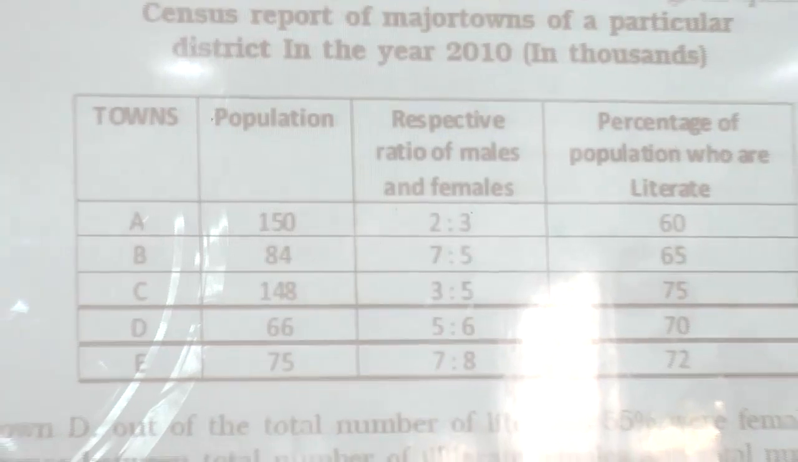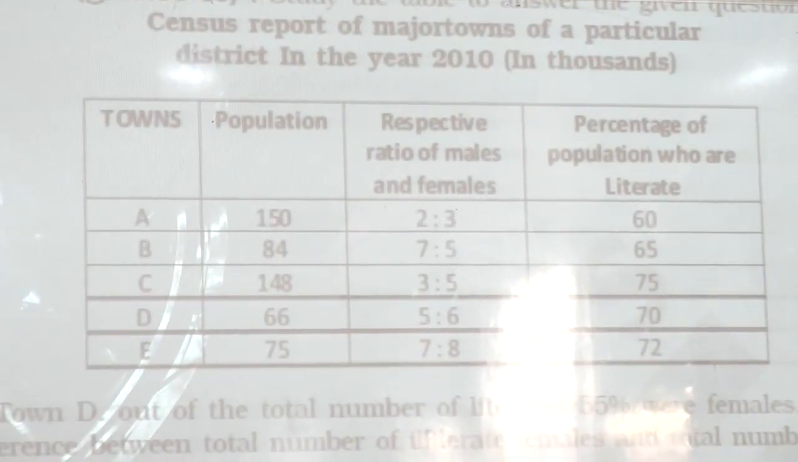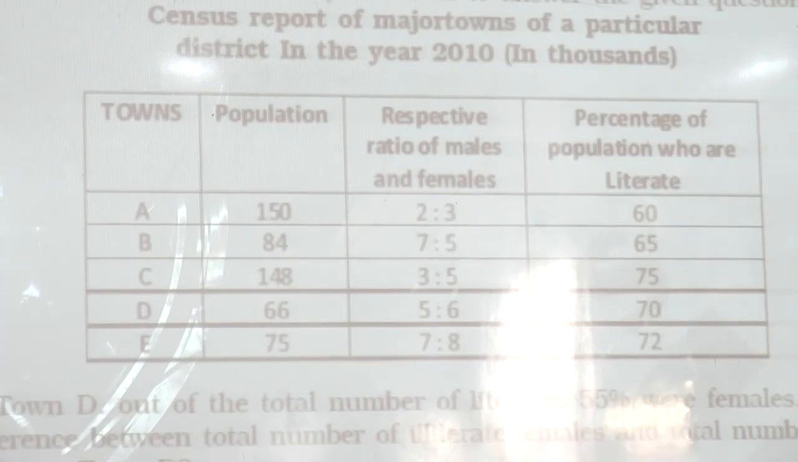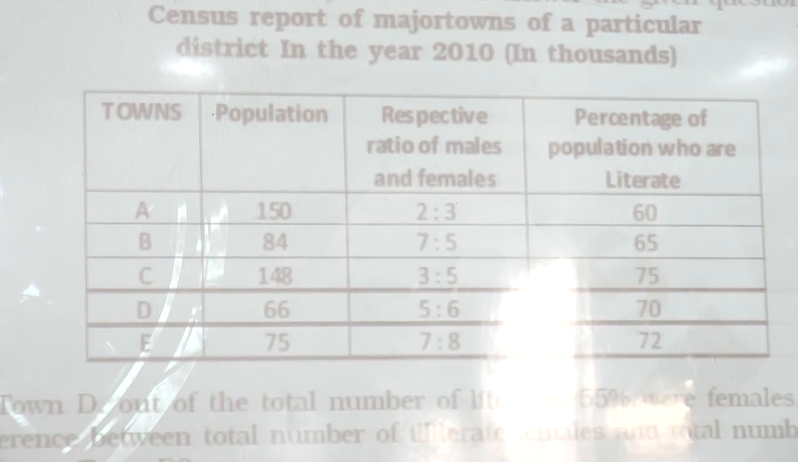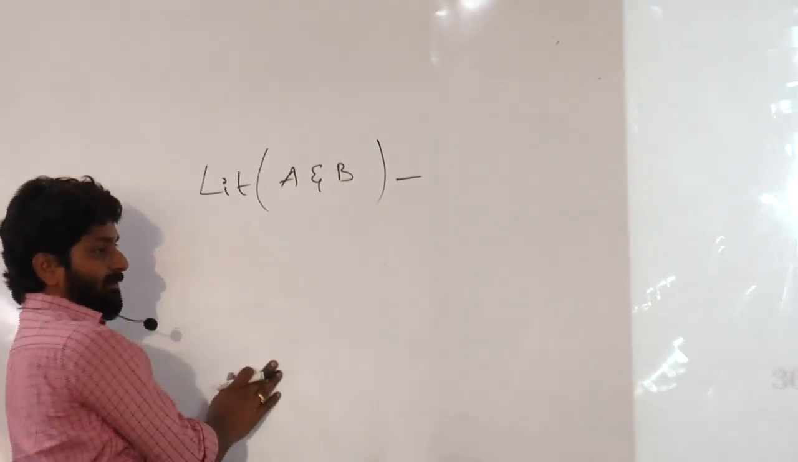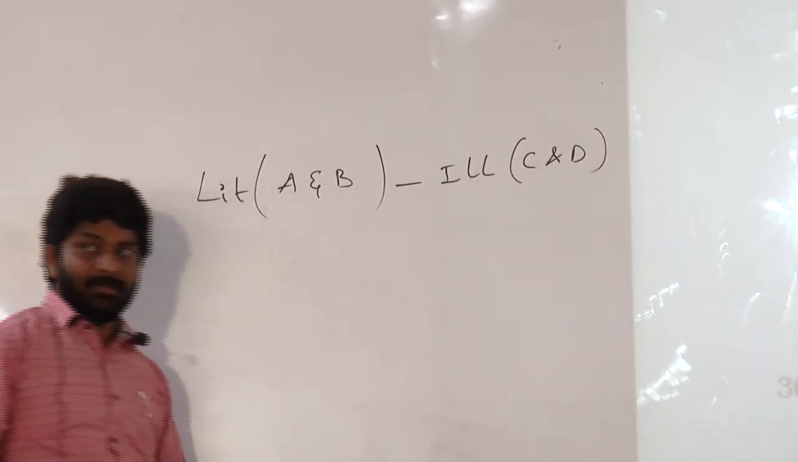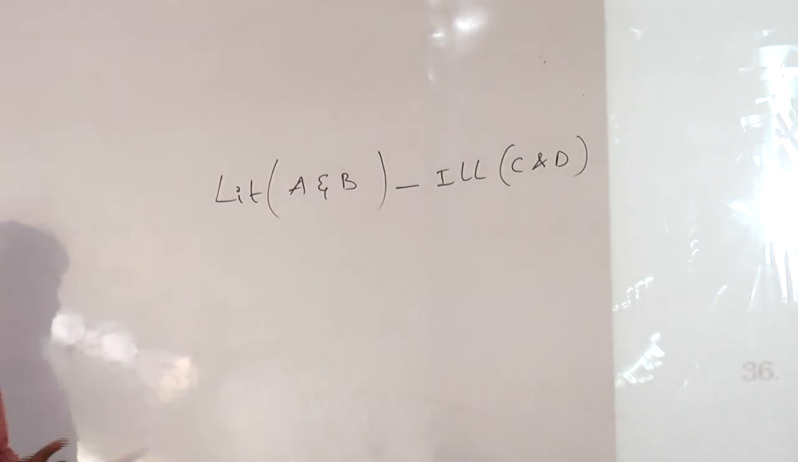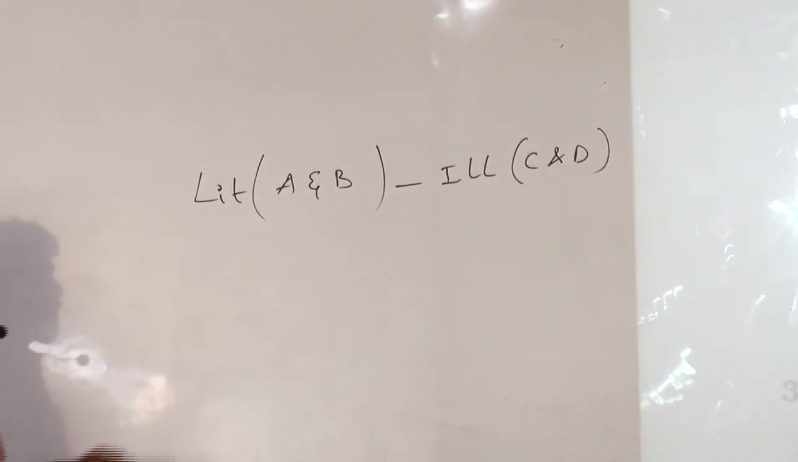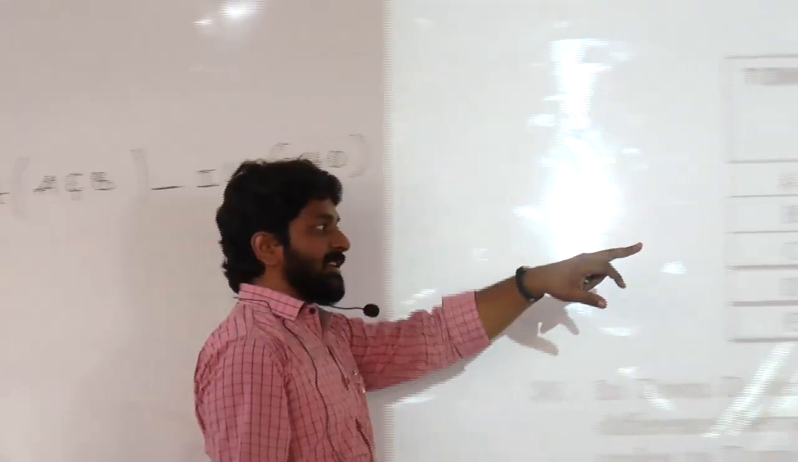Next. What is the difference between total number of literates in town A and town B together and the total number of illiterates in town C and town D together? So you need to calculate difference between literates from A and B and illiterates from C and D. This is what you need to calculate, and you don't have any gender segregation, so you have to take both male and female.